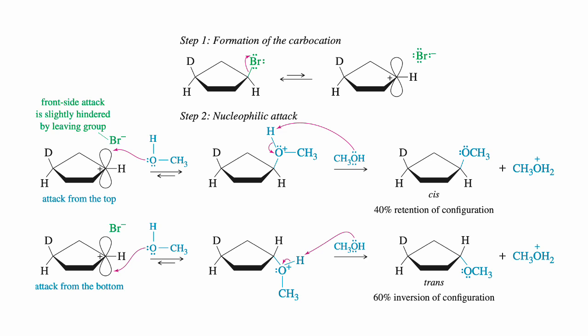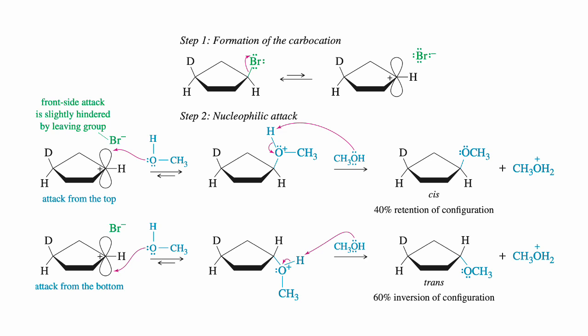So because it's still on top, it's harder for the nucleophile to attack the top because the bromine is still hanging out. It's not completely gone. It's not like it disappears out of existence. It's still pretty much there on top because it just left an instant ago. So that's what the text in green is indicating. Front side attack is slightly hindered by leaving group.